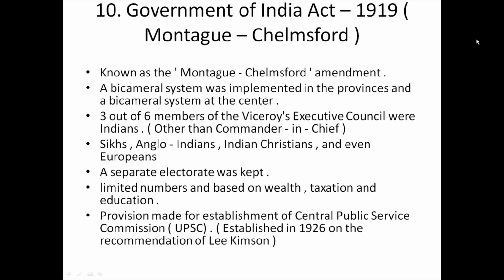A separate electorate was kept. The franchise was limited in numbers and based on wealth, taxation, and education. Provision was made for the establishment of the Central Public Service Commission, the UPSC. It was established in 1926 on the recommendation of Lee Commission.